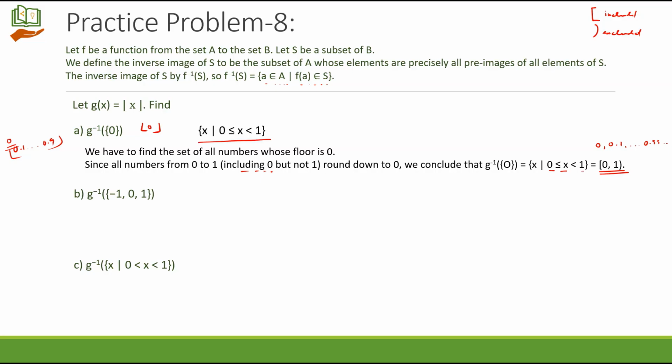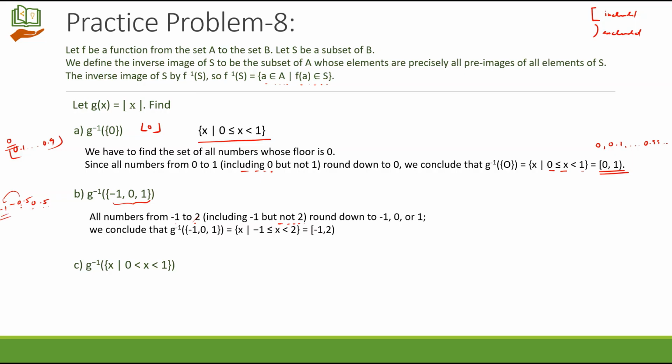Now for the second sum they have given -1, 0 and 1. All numbers from -1 to 2. Again we have to not include 2. They will be rounded down to -1, 0 or 1. If we take -0.5 it will be rounded down to -1. So any number from -1 to 2 but excluding 2 will be having the floor values of these three numbers.